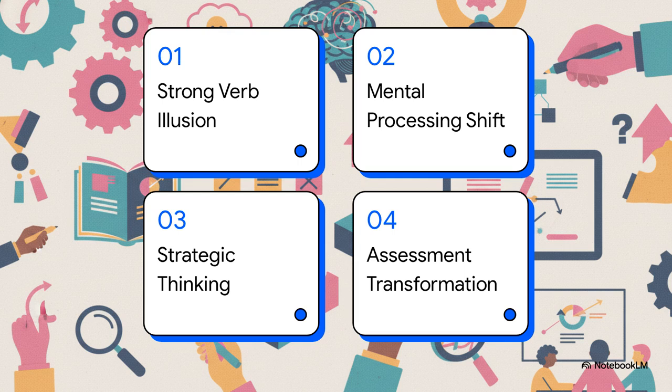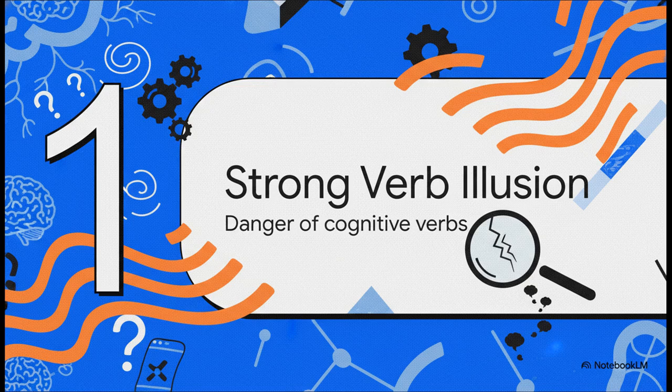So, here is our roadmap for breaking free from these limitations. Today, we'll be covering 1. The strong verb illusion. 2. Shifting to mental processing. 3. Redesigning for strategic thinking. And 4. The assessment transformation.